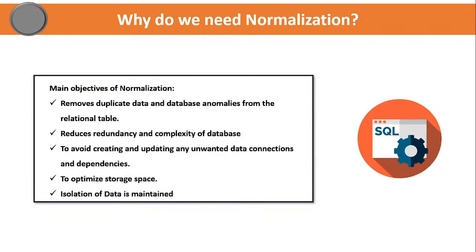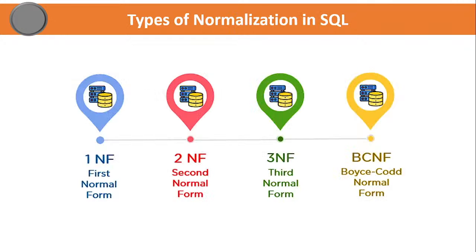Now you don't want unnecessary or repeated values in your database tables, right? So to organize and optimize the storage space, we need normalization. And finally, isolation of data is also maintained. Now, a good database design states that changes in one table or field should not affect each other. So this can be achieved through normalization. So these were some of the important characteristics of normalization and why we need it.